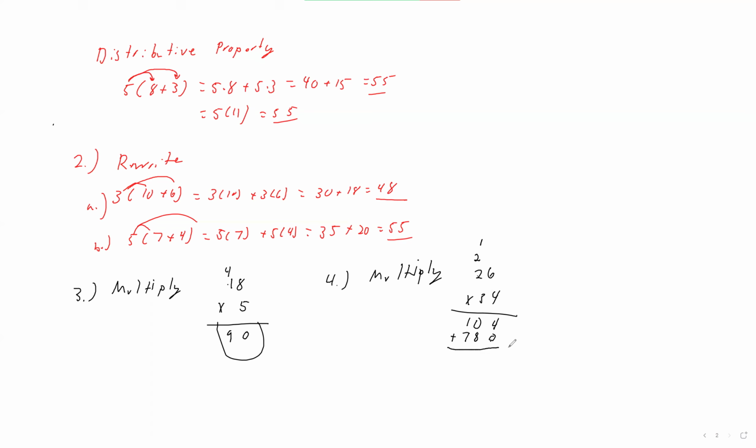And then I'm going to add that result up. So 4 plus 0 is 4. 0 plus 8 is 8. And 1 plus 7 is 8. So I get 884.